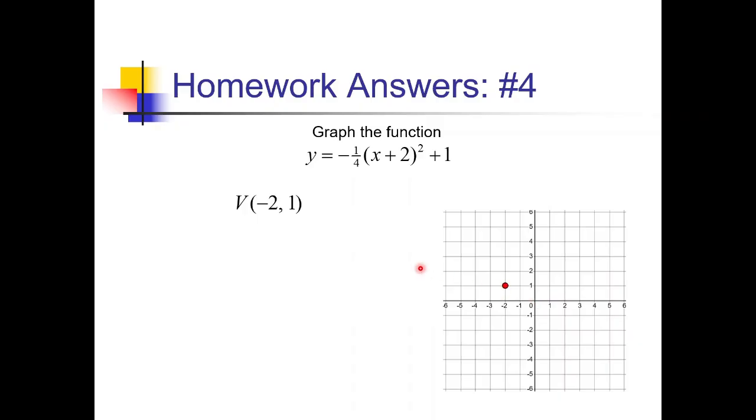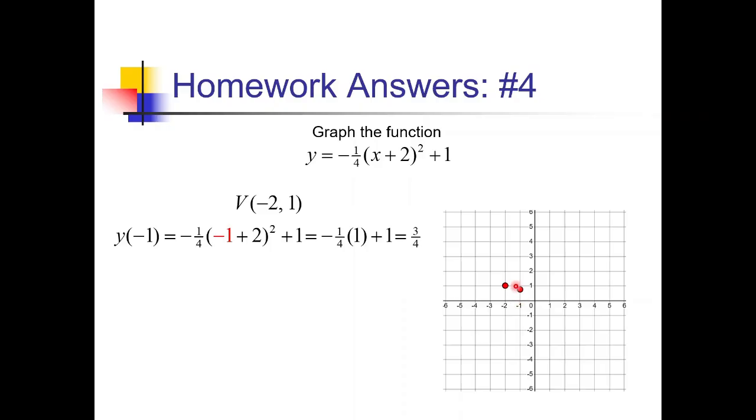And now to get another point, I should say, let's just plug in an x value that's close to -2, like -1. Let me just do y of -1. So that's all this stuff with -1 plugged in for the x. -1 plus 2 is just 1. 1 squared is still just 1. So we have -1/4 times 1 plus 1. That's just -1/4 plus 1, which is 3/4. So plotting that out, we've got -1 and 3/4. So left 1 and up 3/4, which is about there.